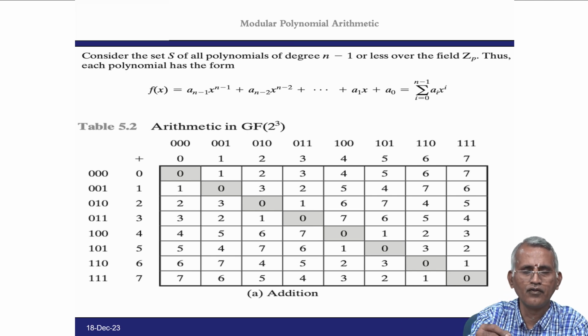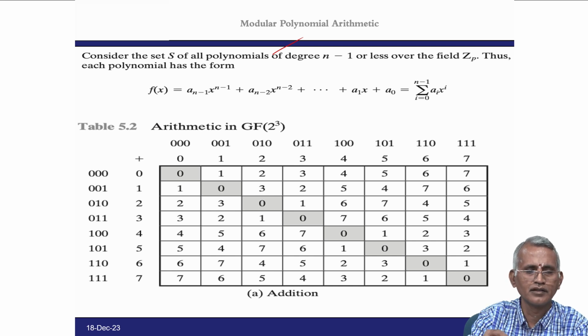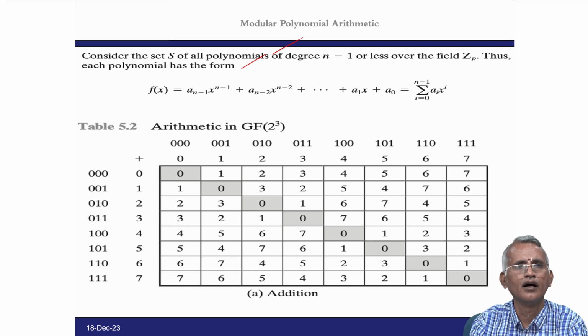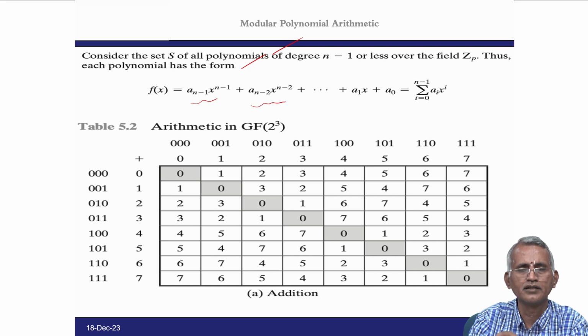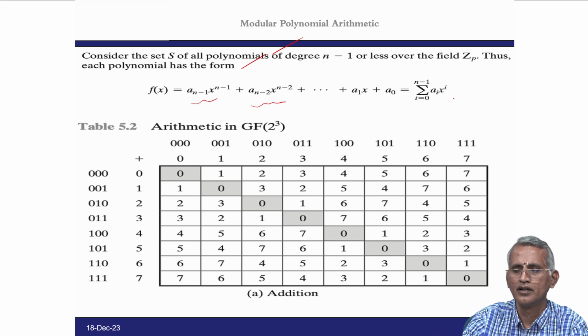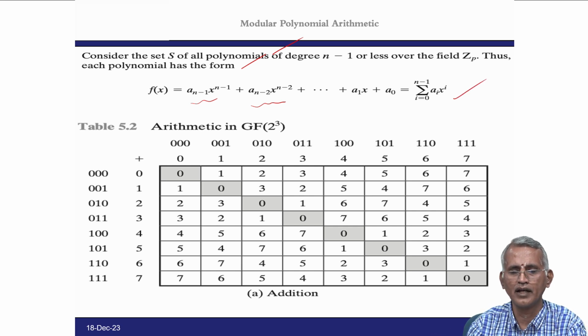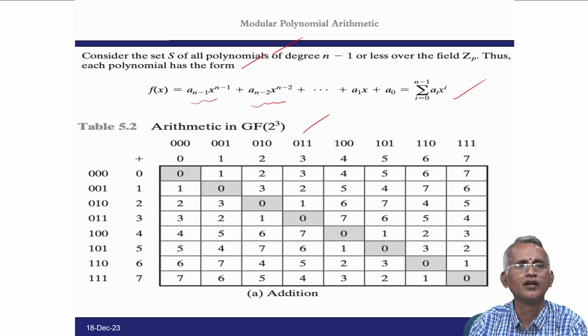Consider a set of all polynomials of degree n minus 1 or less over the field of integers modulo p. Thus, each polynomial is of the form a suffix n minus 1 into x power n minus 1 plus a suffix n minus 2 into x power n minus 2 and so on, plus a1 x plus a naught, equal to summation i equal to 0 to n minus 1 of a i into x power i. So, we have a table for arithmetic in GF, the Galois field, of 2 cube is 8, that is 3 bit.